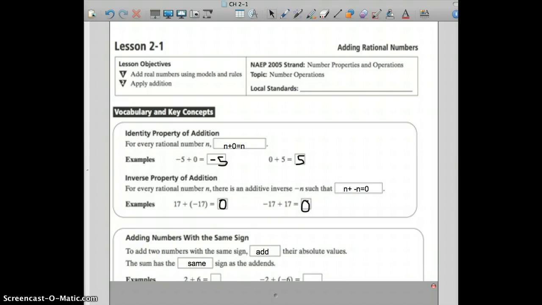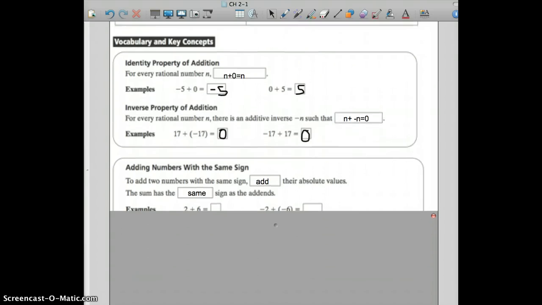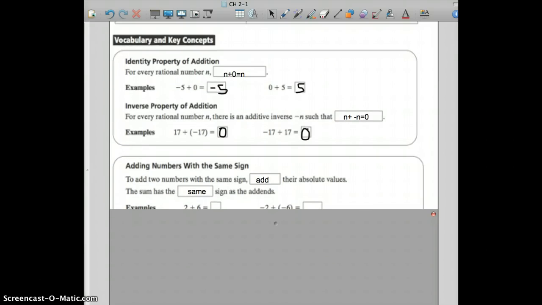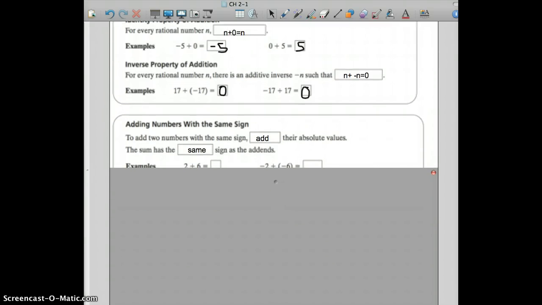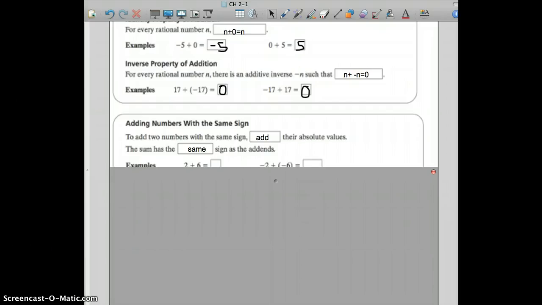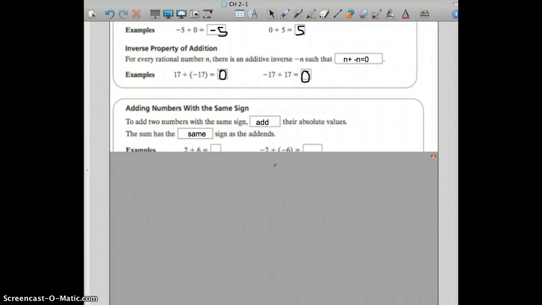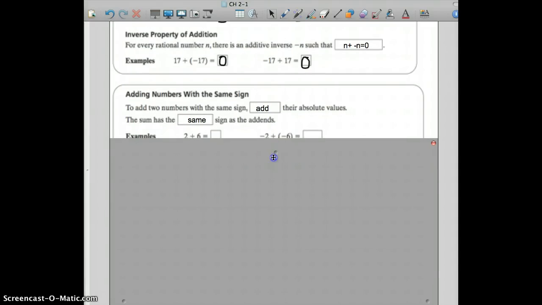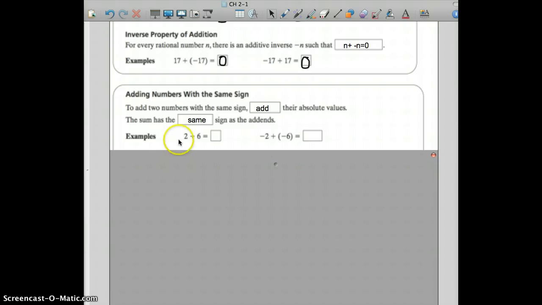Adding numbers with the same sign. To add numbers with the same sign, add their absolute values. The sum has the same signs as the addends. Let's look at the two examples. We have 2 plus 6. They're both positive. So we add the 2 plus 6 and we get 8. And since they're both positive, our result is 8, or if you want to put a little plus sign there to remind you, it is a positive 8.